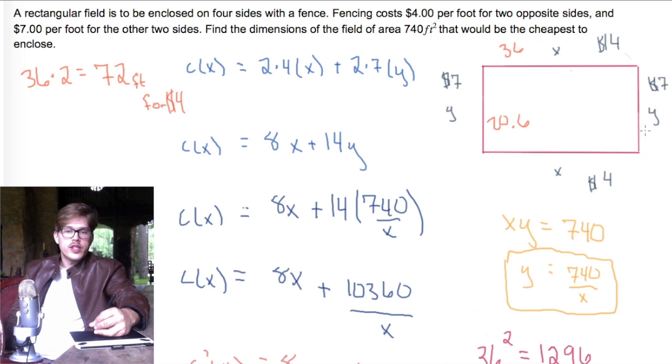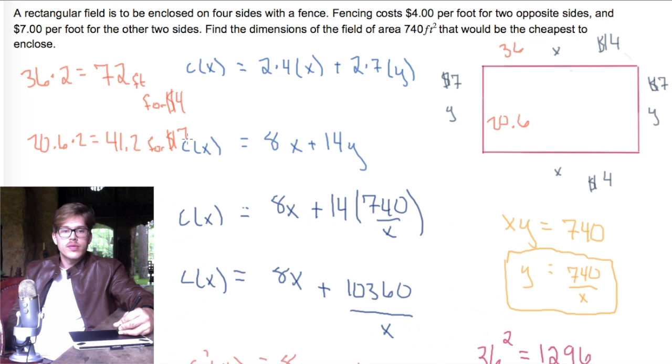And we have our 20.6 and our 20.6. So 20.6 times 2 equals what? Well, that's going to be 41.2 for $7.